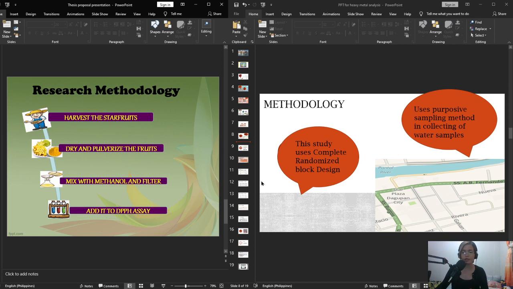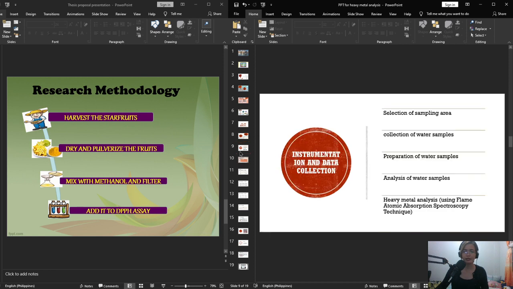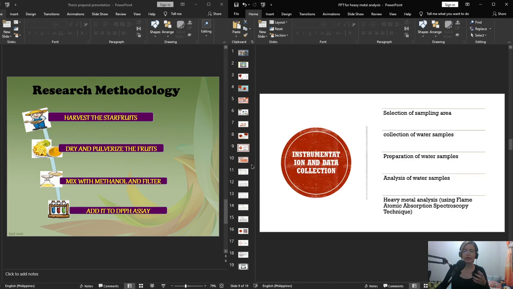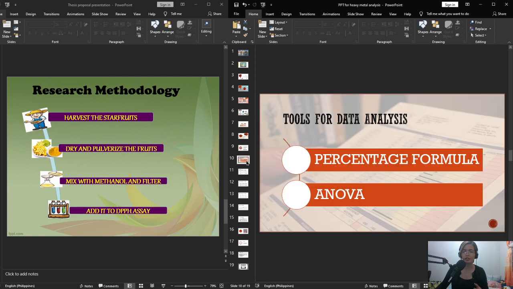While on the other hand, on the right side, they have their research design followed by instrumentation and data collection. Okay, so these are the parts of your research methodology. The main parts of your research methodology are research design, instrumentation and data collection, and tools for data analysis.